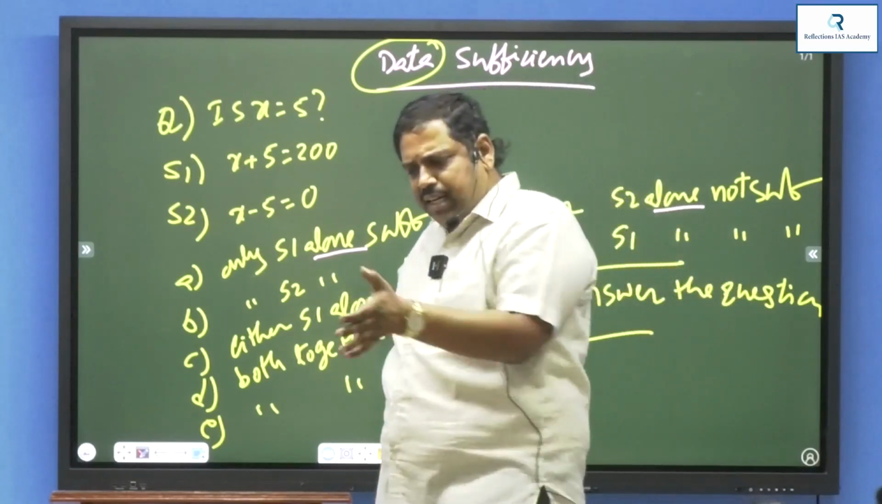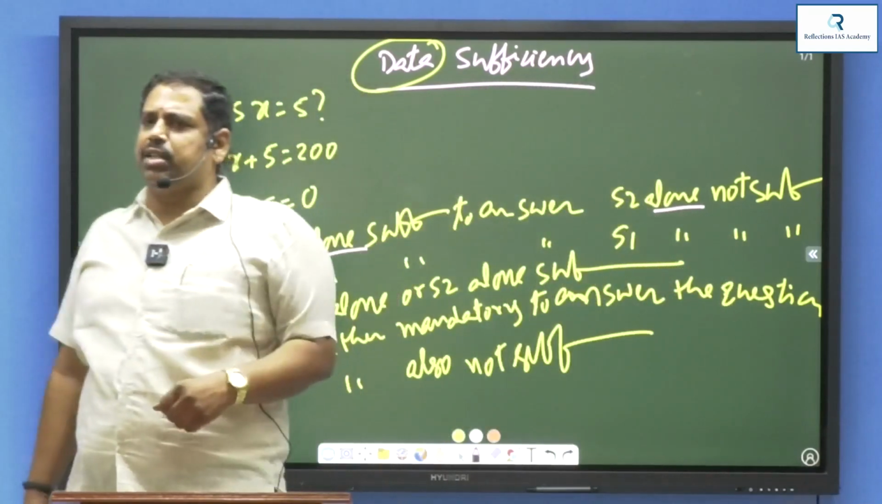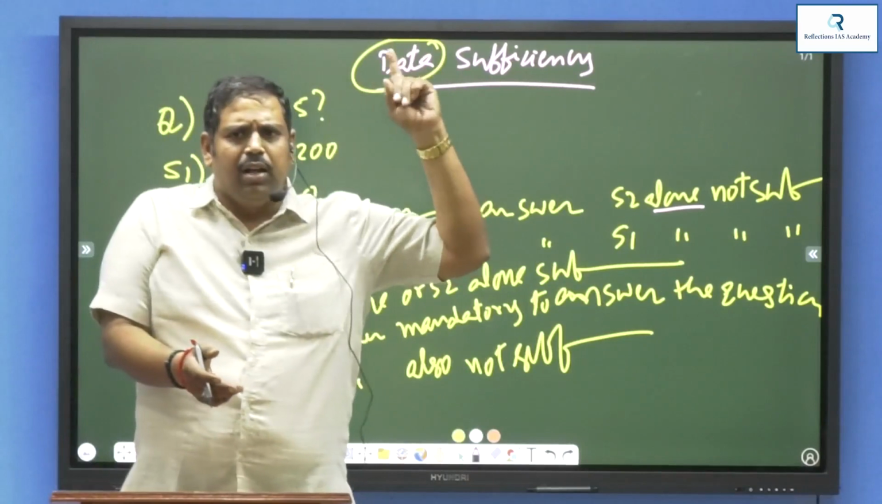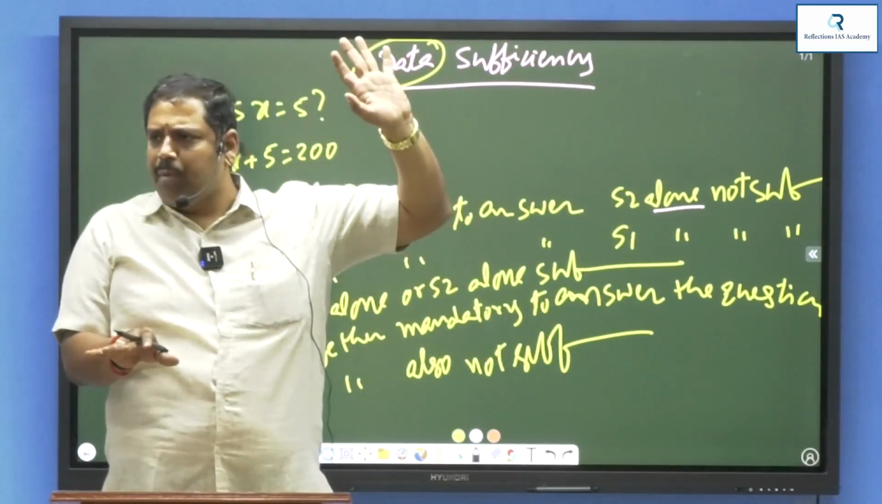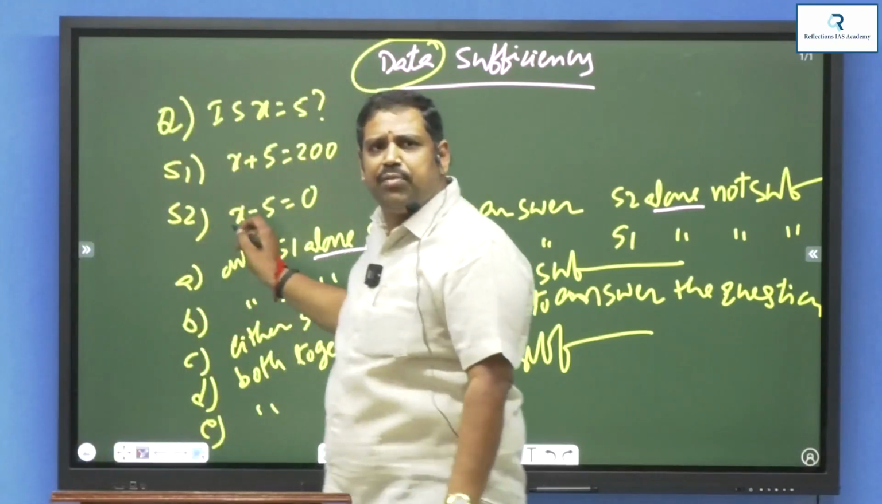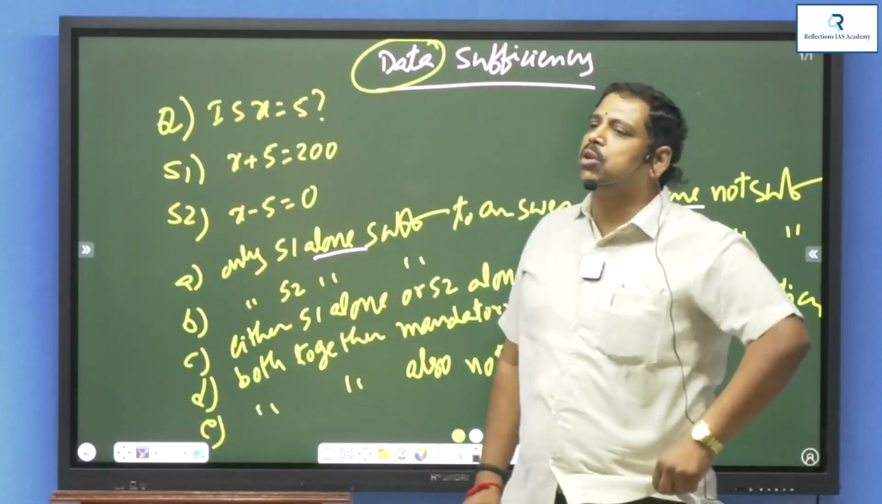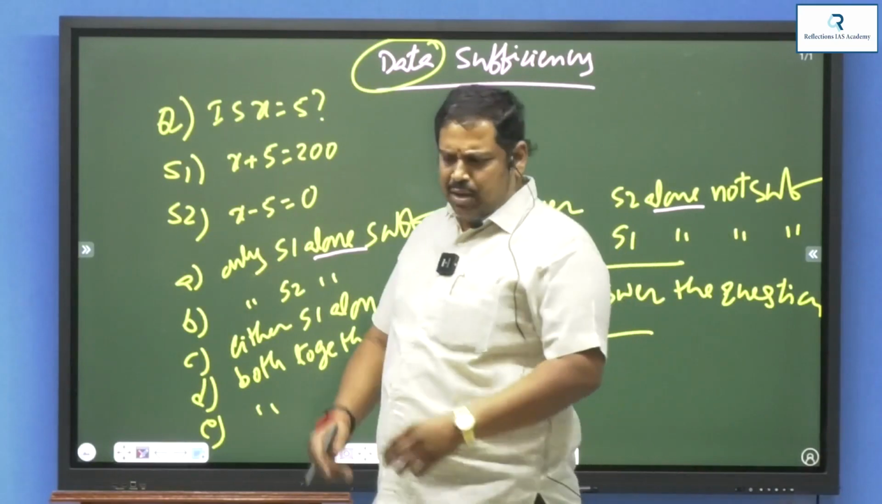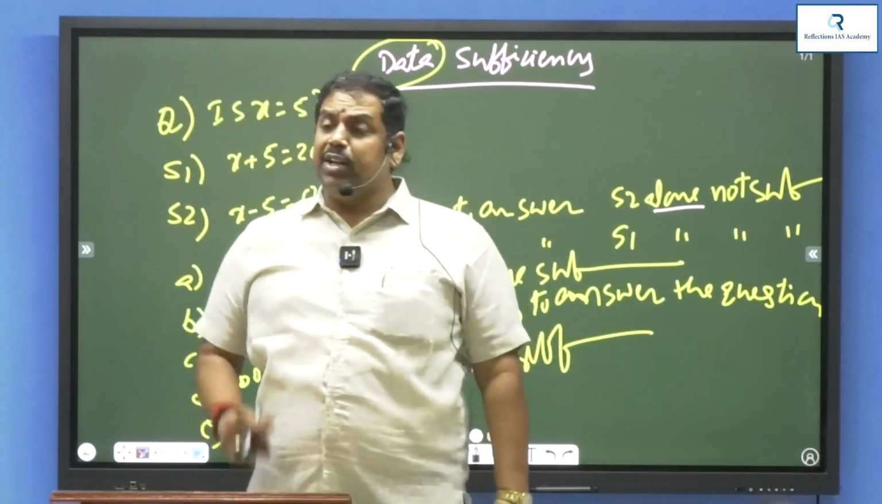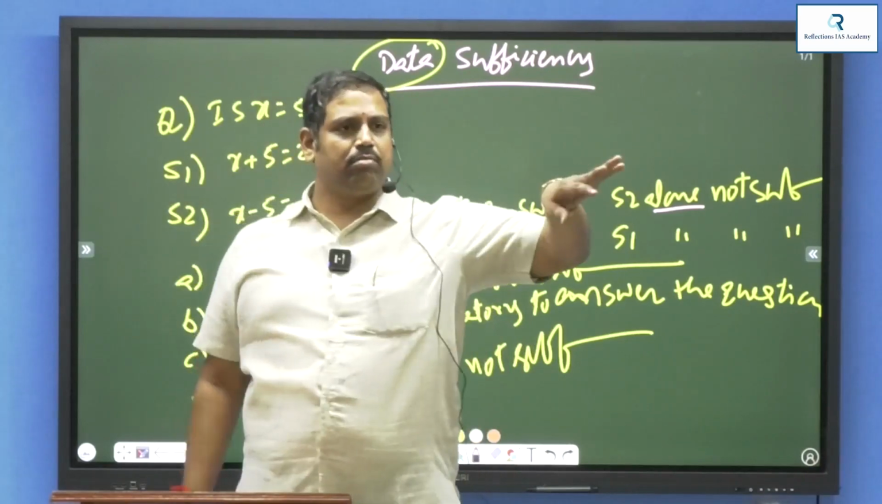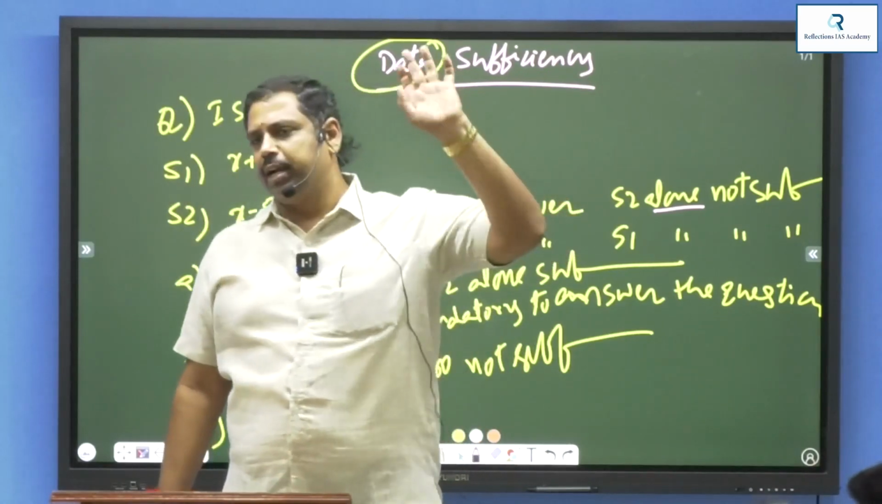I am saying that S2 alone is sufficient to answer the question. That means that already I have read S1, now throw it out, I don't want it. S2 alone is sufficient to answer my question. Got my point? So do you understand the importance of alone? Since we have the concept of alone, what we have to observe is: when you are going through S1, forget about S2. When you are going for S2, forget about S1. Okay, good.